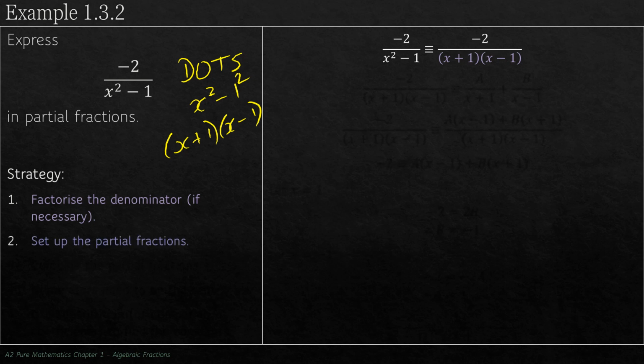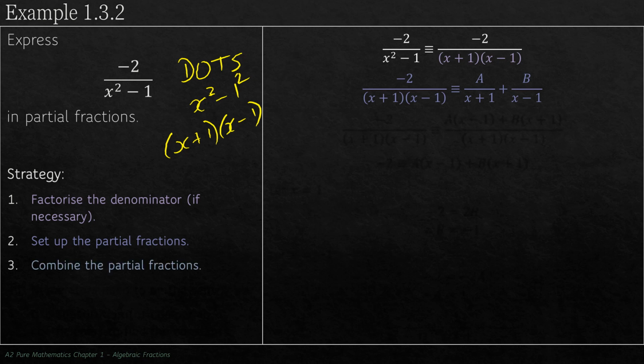Step 2, set up the partial fractions. Each linear factor in the denominator gives you a partial fraction. We don't know what the numerators are going to be yet, so once again I have called them capital A and capital B. Just a quick note, it doesn't matter which way round you write these two fractions. I put the x plus 1 in my first denominator. It doesn't have to be the first, it could be the second, it really makes no difference.